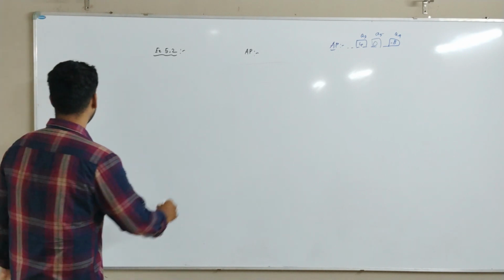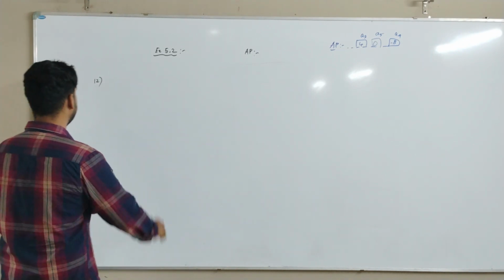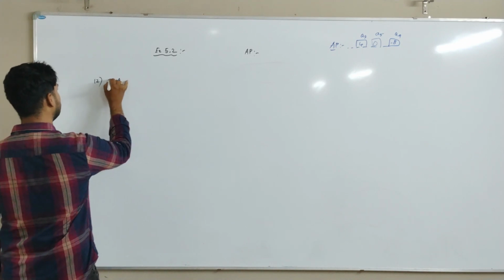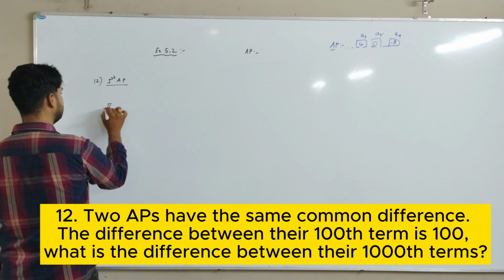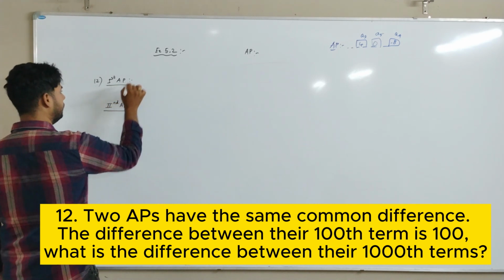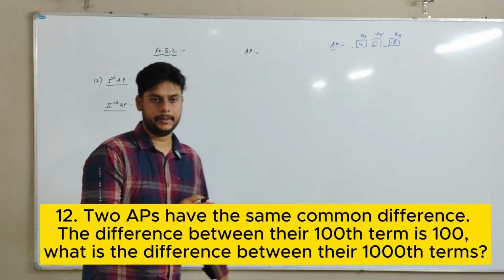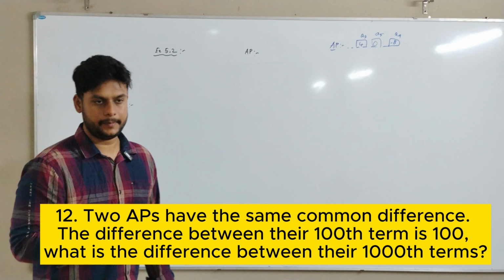Now read the question carefully, everybody. Two ladies had the same common difference. See here, there are two APs this time, first AP and second AP. Now till now we have solved only one AP, there was only one sequence. For this sum he has told us there are two APs.